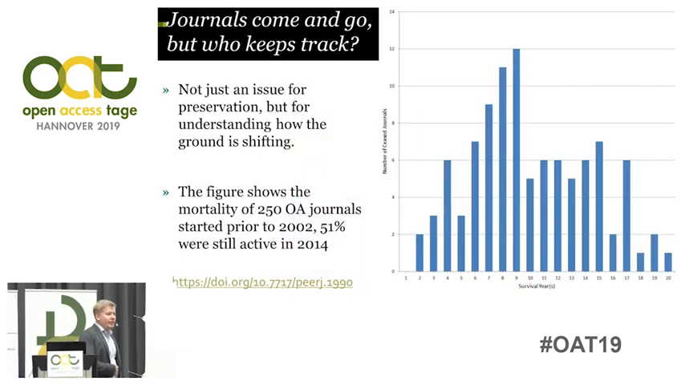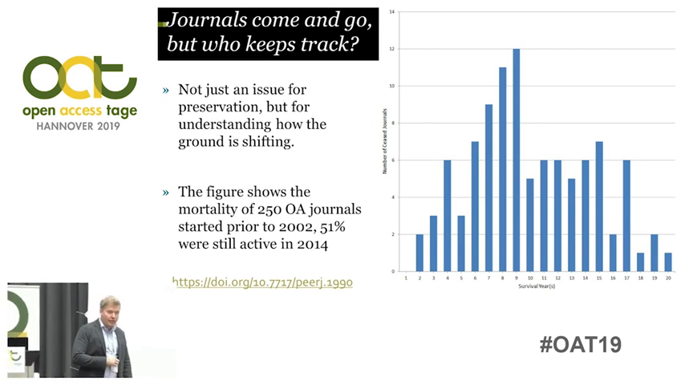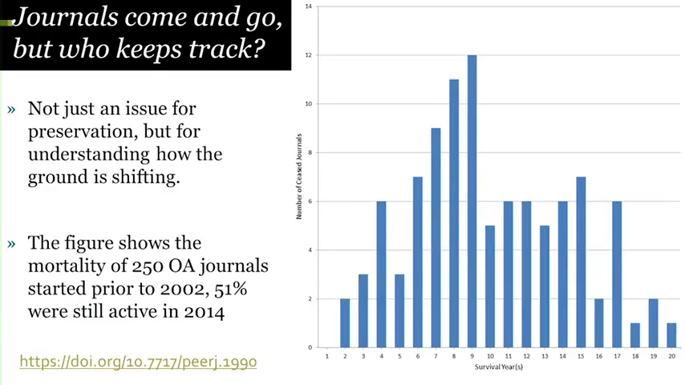Then another issue I'm concerned and interested in is journals disappearing. This is a snapshot, a figure from a study I did a couple of years ago together with my colleagues at Hanken, where we looked at open access journals that were active in 2002 to how many were still active in 2014. And around half of those journals had become inactive, or some of them even disappeared.